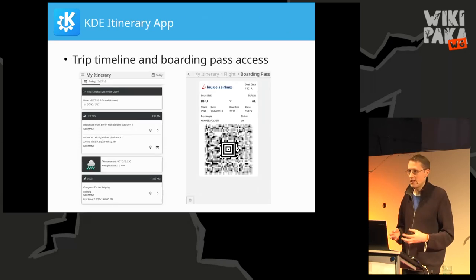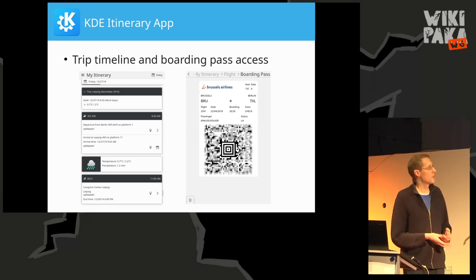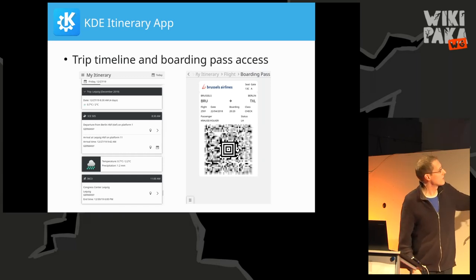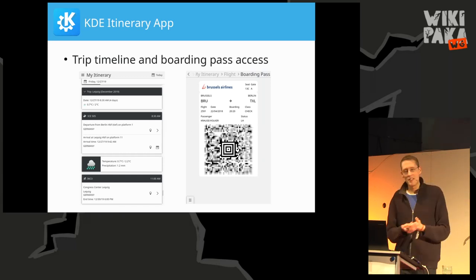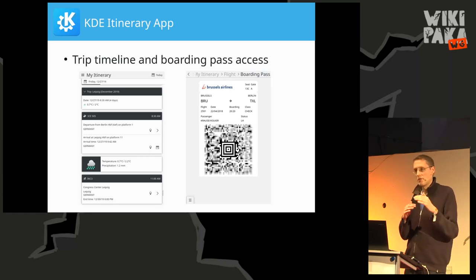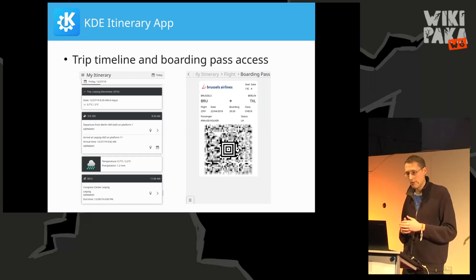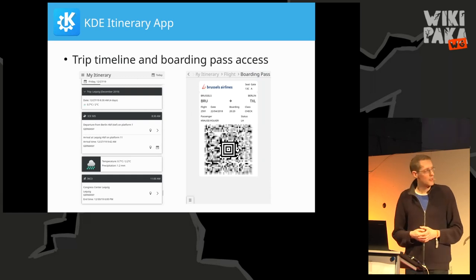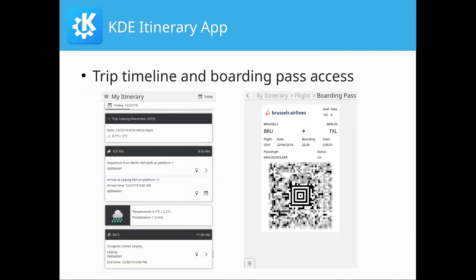And then, of course, there is the KDE Itinerary app itself. It's very hard to read here. It's basically a timeline with the various booking information you have grouped together by trip. It can insert the live weather information. Again, that's online access, so it's optional, but it's kind of useful. And you probably can't read that, but that's my train to Leipzig this morning, and that's actually the Congress entry ticket.